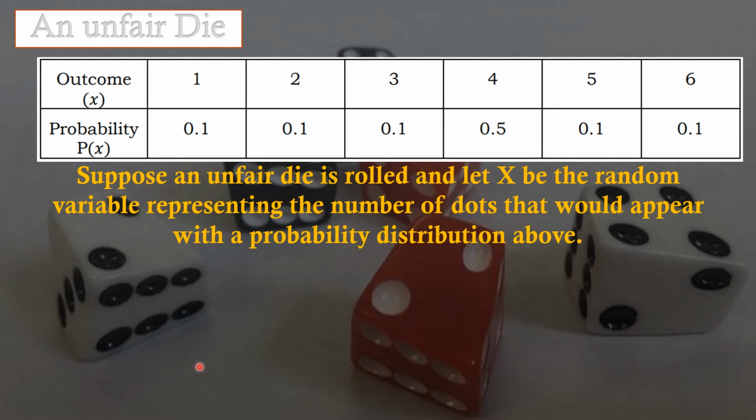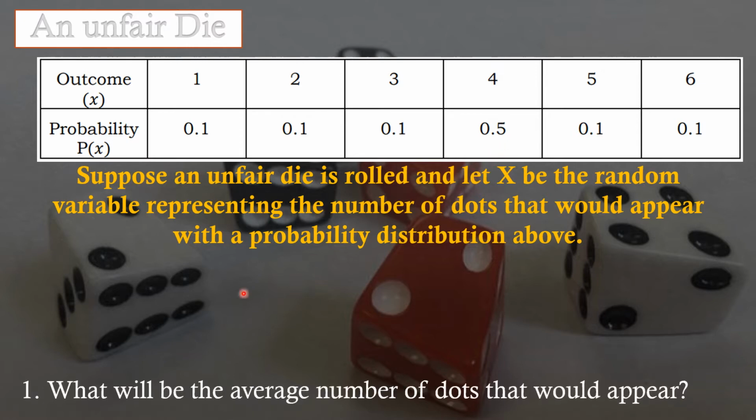But here, of course, the result is unfair when you roll or toss. We see in the probability distribution table that the probability of getting a 1 is 0.1. The probability of getting a 2, that's 0.1, and so on, except that getting a 4 has a very high probability. That's 0.5 or 50%.